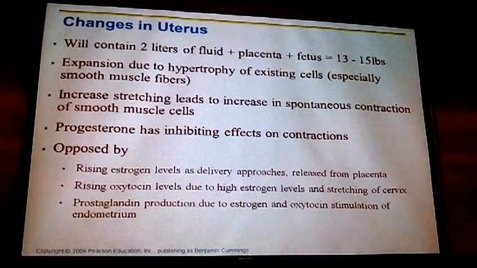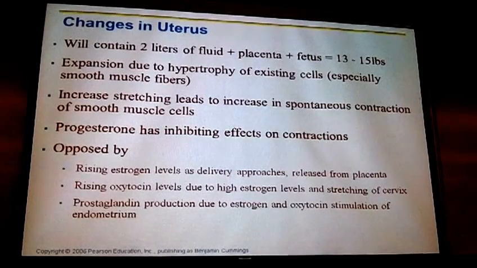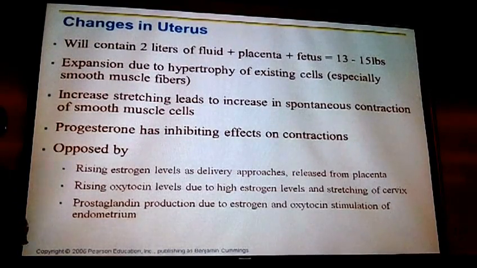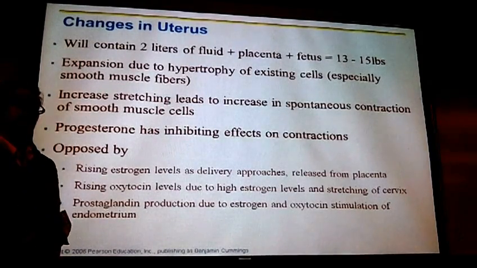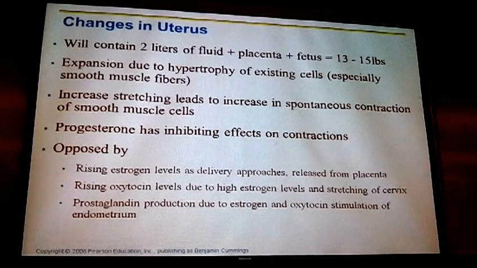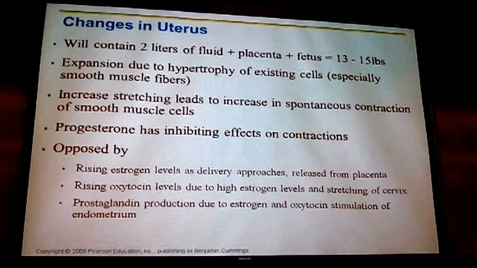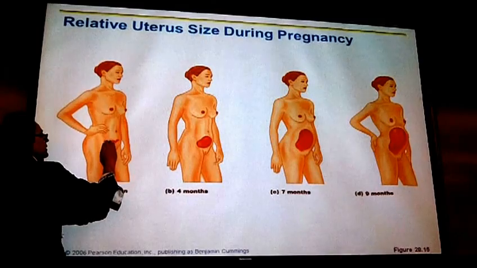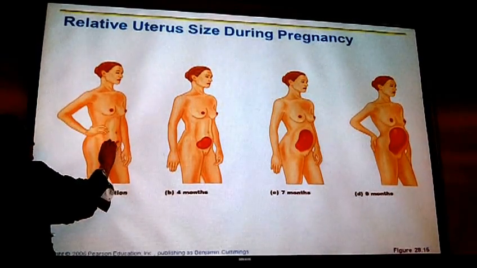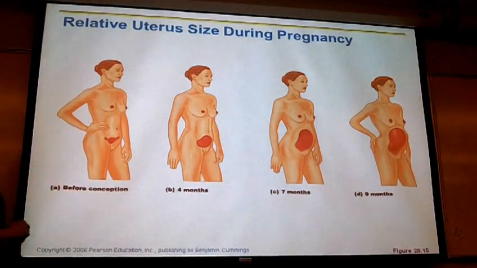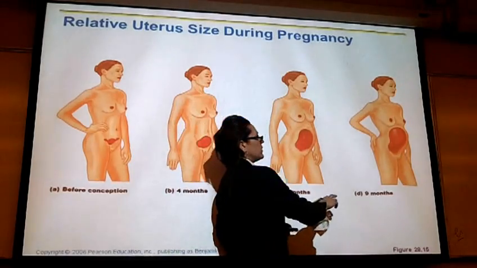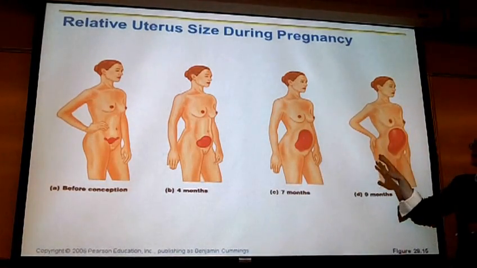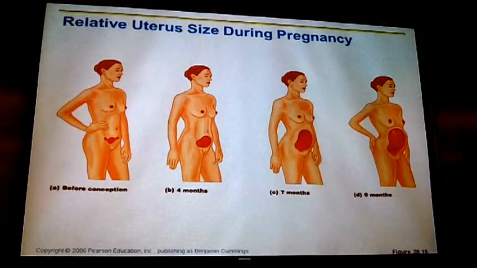And if you just think about that, that's a lot of extra stuff to be carrying around on the anterior part of your body. It's a lot of extra stuff. So all of that together, you know, about 15 or so pounds. If you look at the uterus, this is the space that the uterus is taking up before conception. And you can see by the time that you hit 9 months, how much space the uterus is taking up.